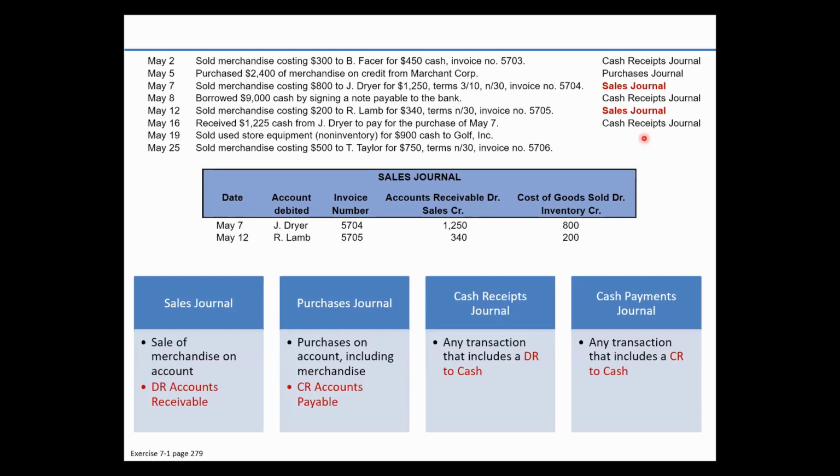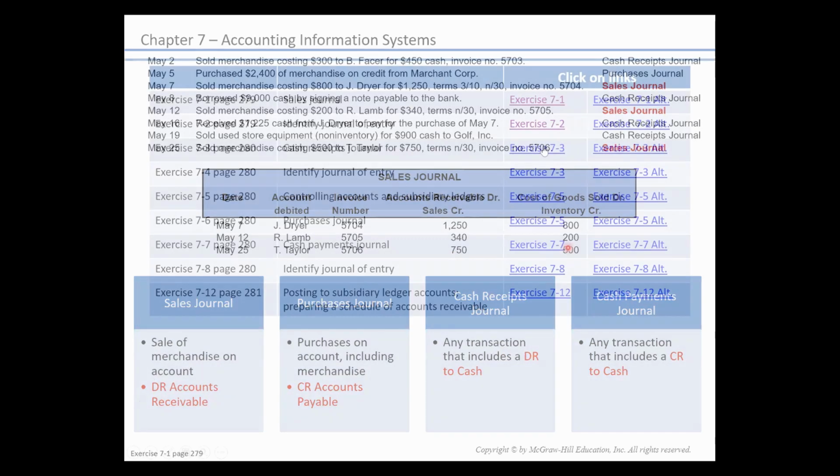And then May the 25th, we sold merchandise that cost $500 to T. Trailer for $750. Again, they had 30 days to pay, invoice number 5706. So you have May the 25th, T. Trailer, 5706. Then again, we are going to collect from T. Trailer $750, but the merchandise that we gave them cost us $500. So let's look now at the cash receipts journal and how we would do that.